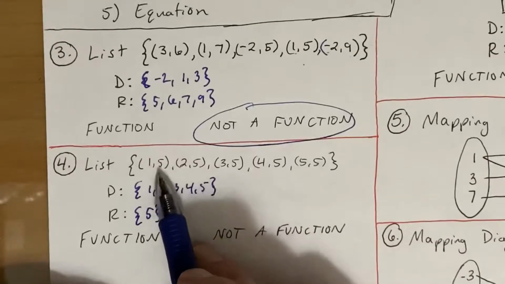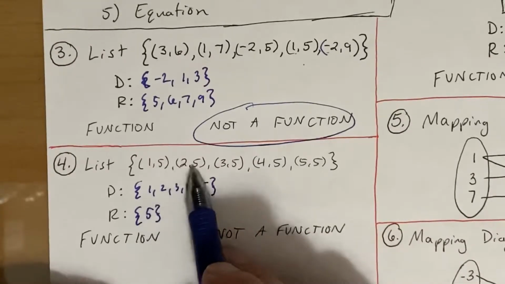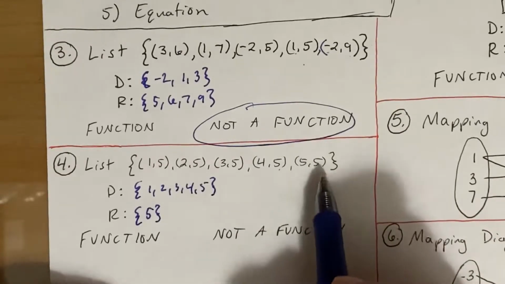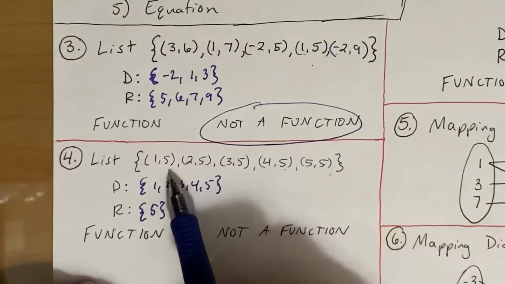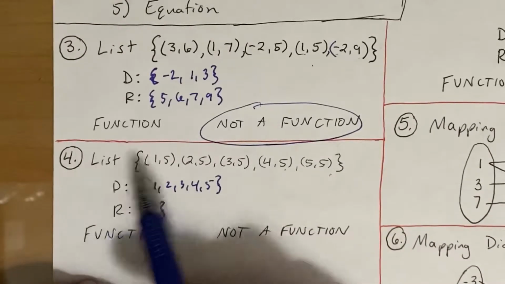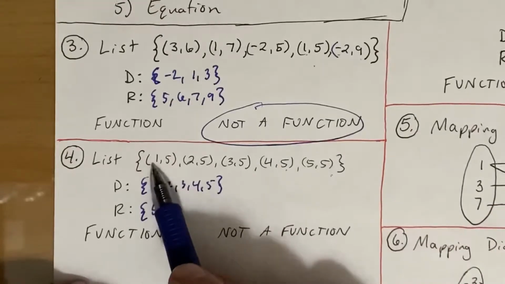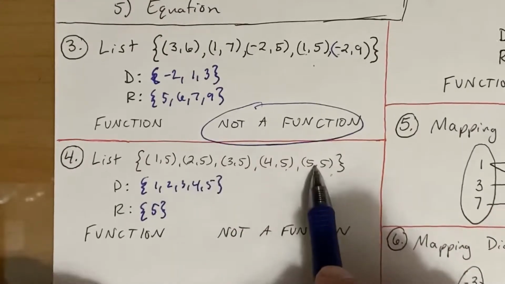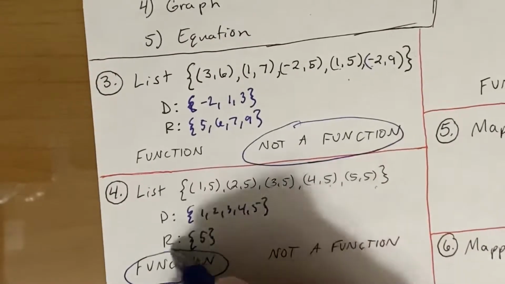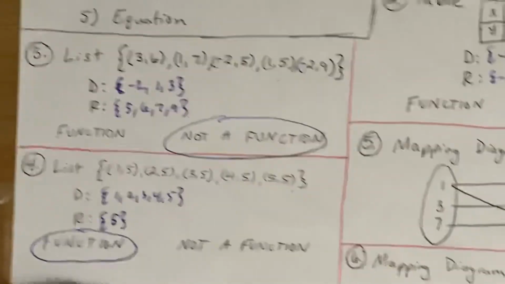Okay, now look, my output repeated, right? 5, 5, 5, 5, 5, but that's okay. I can have the same output as long as my inputs are different. Okay, so all of my inputs are different: 1, 2, 3, 4, 5. So this would be a function because none of my x coordinates repeat.